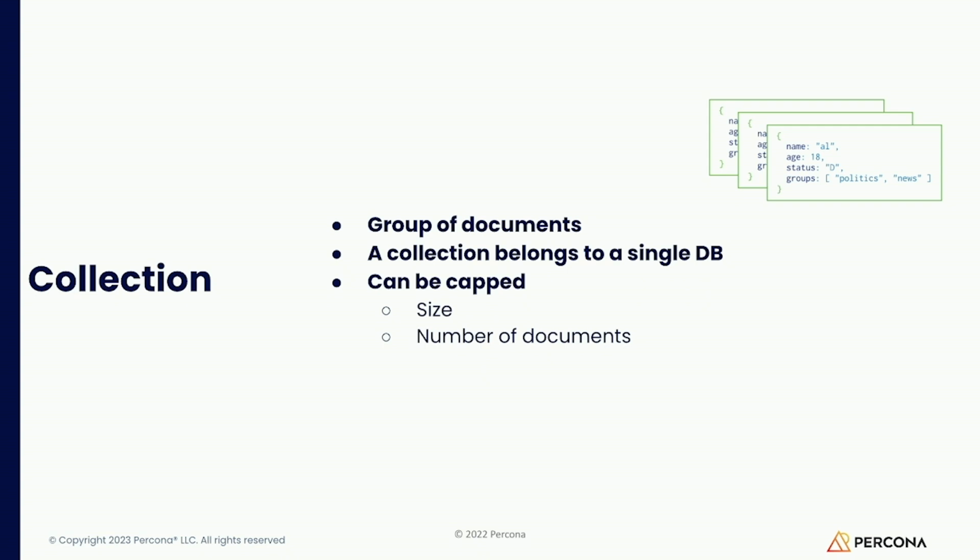The collection is what would be similar to a table in a traditional relational database. Basically, it's a group of documents, and a single collection belongs to a specific DB, always, okay? As I mentioned, you can create a capped collection based on the size of the collection, so you can say this collection will be 500 megs, tops, or you can also create a capped collection with a number of documents. So you can say, I want no more than 10,000 documents, for example, okay?